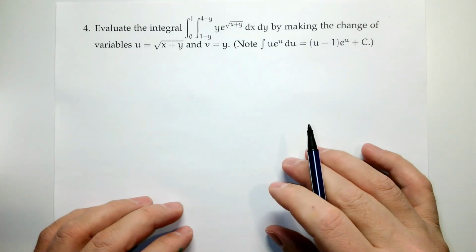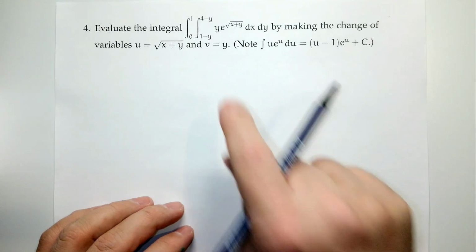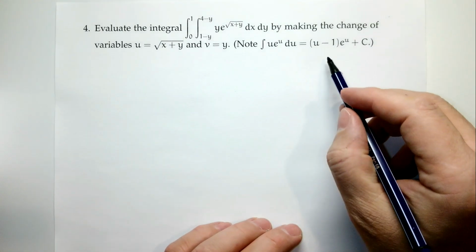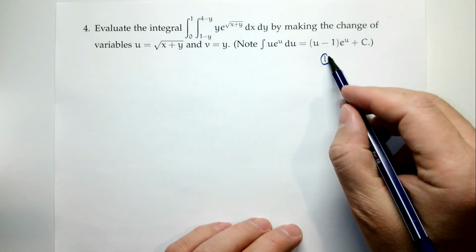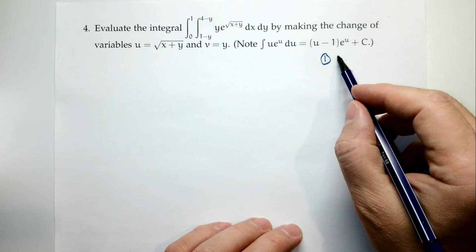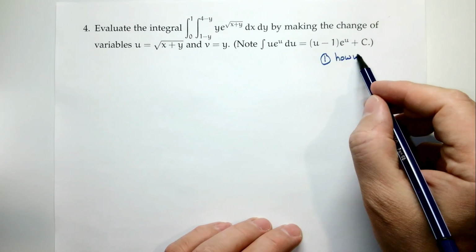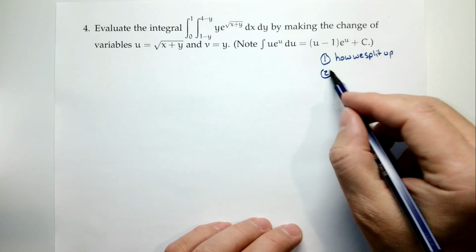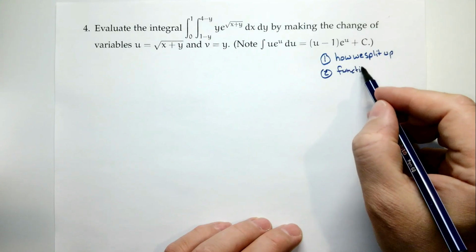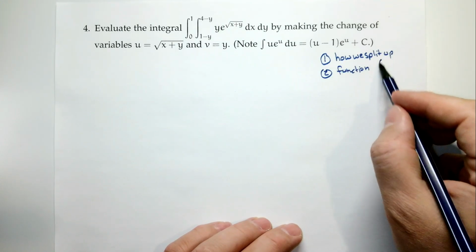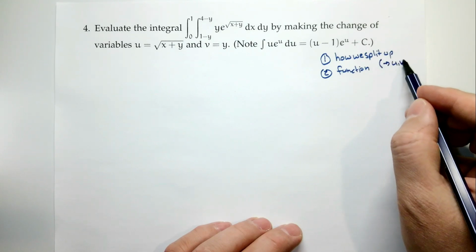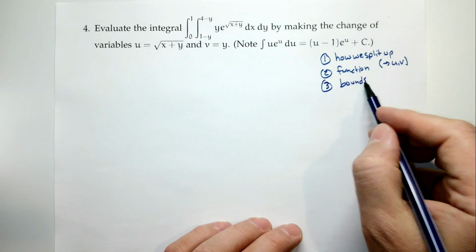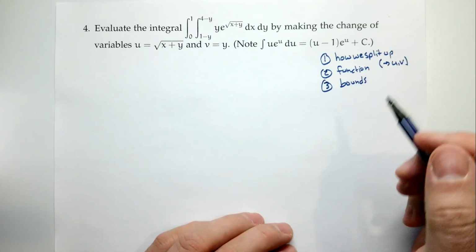Now, how do we approach this? Well, whenever you're changing variables, you always need to do 3 things. And so here's my thought process. We want to see how we split things up, and this is the Jacobian, so I like to do that first. Then there's the function. All right, what does our new function become? I want it in terms of u and v. And then the last part is our bounds. So let's start with how we split things up.